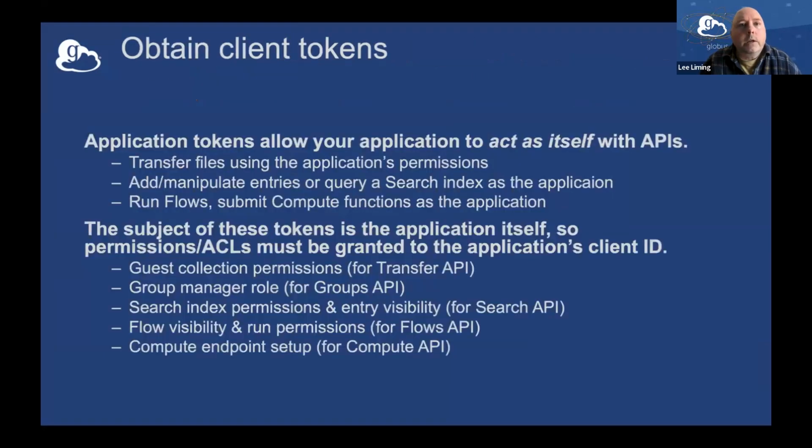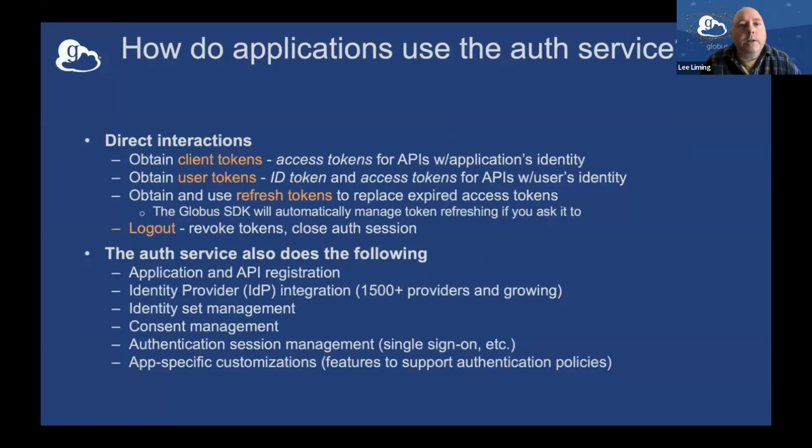There are client tokens that use your application's identity. In other words, this is your application using an API to do something, maybe to query the search index and display results. And there are user tokens. Those are tokens that you get on behalf of the person who's logged into your application, that allow them to, say, access their personal files on a Globus Connect Personal server or on a campus system. So it uses their identity and their permissions in order to do things.